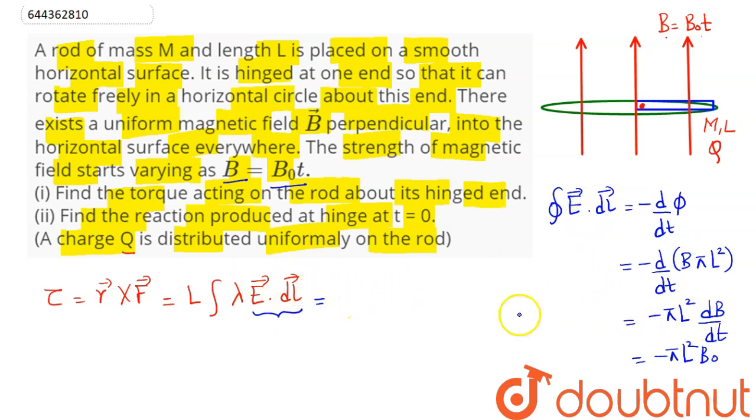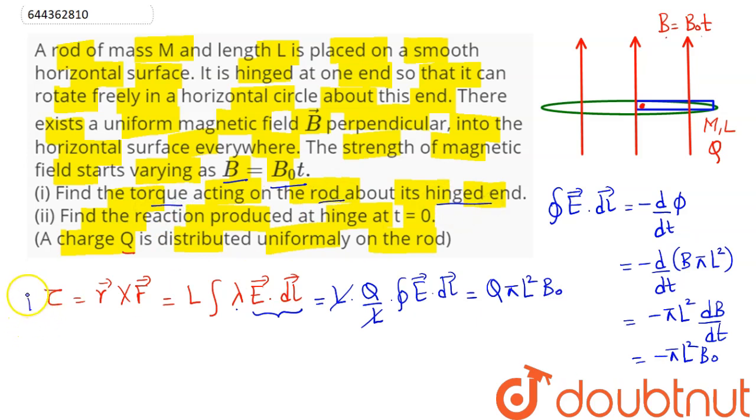We have here pi L square B naught, and lambda can be written as q by L, so this comes as L into q by L into the line integral of electric field, which we have calculated as pi L square B naught. Hence substituting, we have q into pi L square into B naught. This is the torque acting on the rod about its hinged end. This is our first part answer.